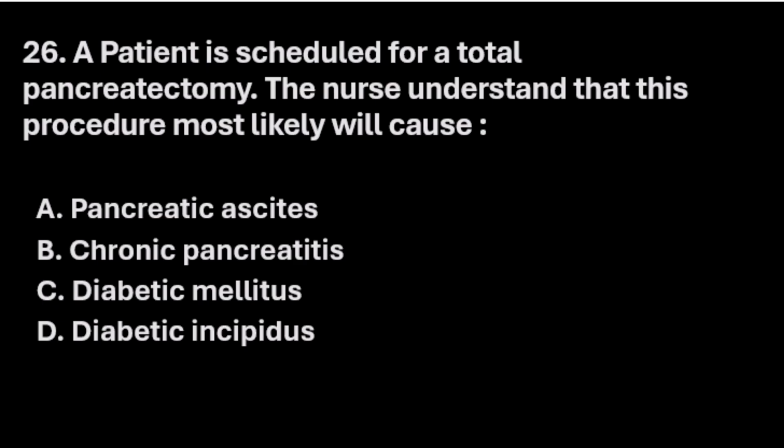The first question: a patient is scheduled for a total pancreatectomy. The nurse understands that this procedure most likely will cause option A, pancreatic ascites, option B, chronic pancreatitis, option C, diabetes mellitus, and option D is diabetes insipidus. The right answer is option C, diabetes mellitus.